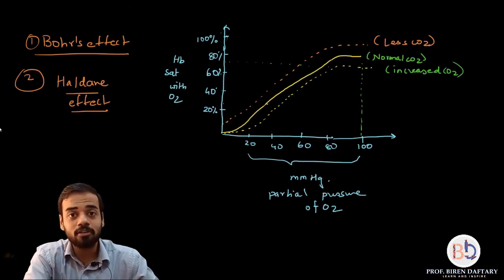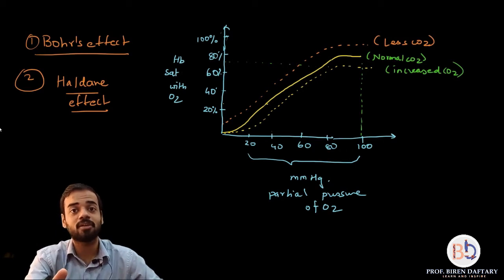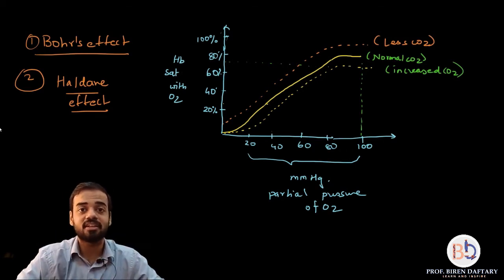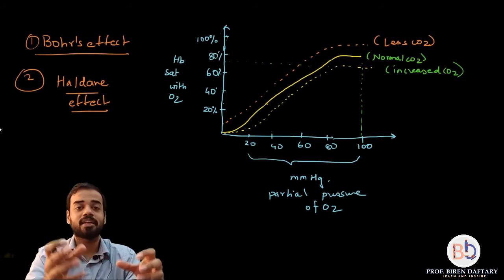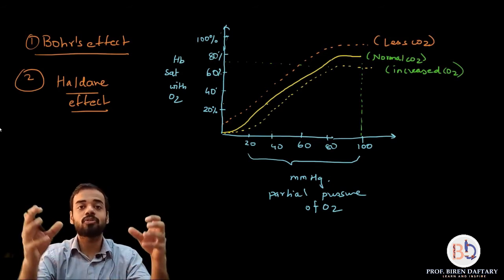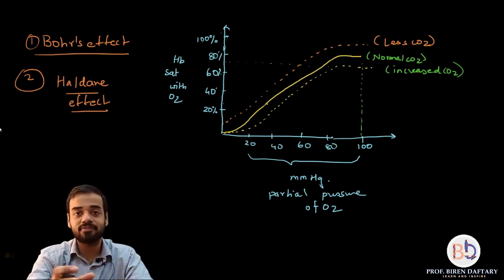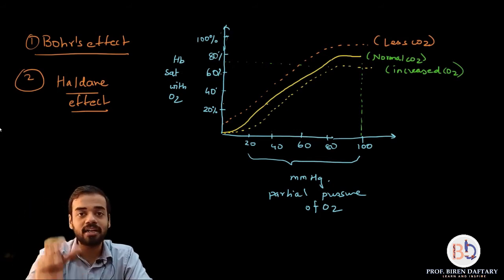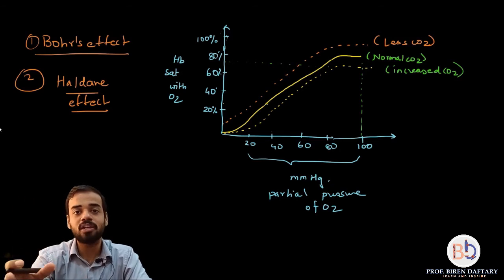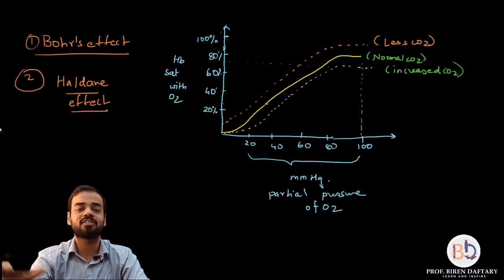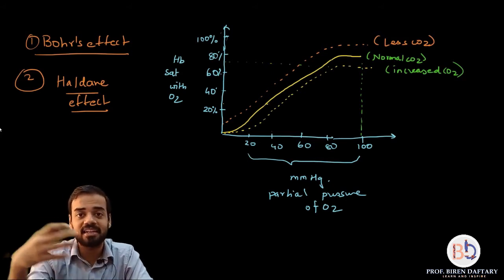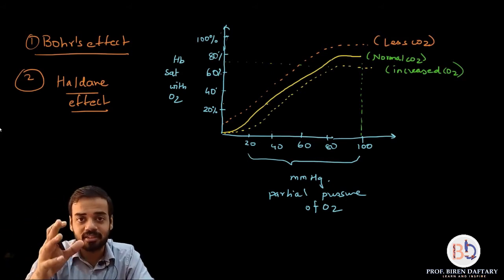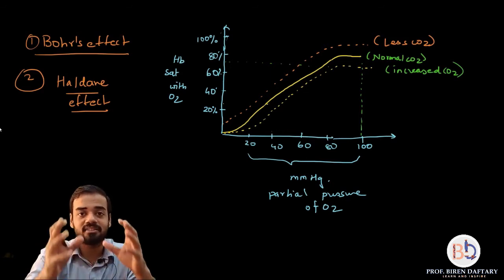So at that point, what happens? The carbon dioxide removes the oxygen from the hemoglobin and it itself gets attached. So at that time HbCO2 is formed. This is called Haldane's effect. Haldane's effect says that carbon dioxide can attach to hemoglobin only when the partial pressure of oxygen is very low, or when the partial pressure of carbon dioxide exceeds the partial pressure of oxygen. That is called Haldane's effect.